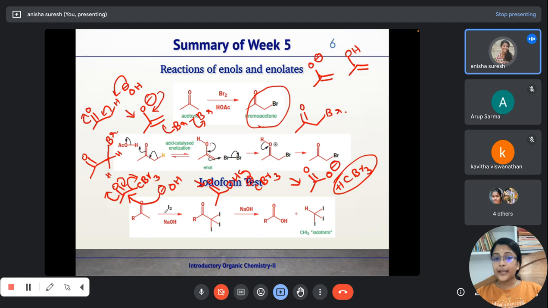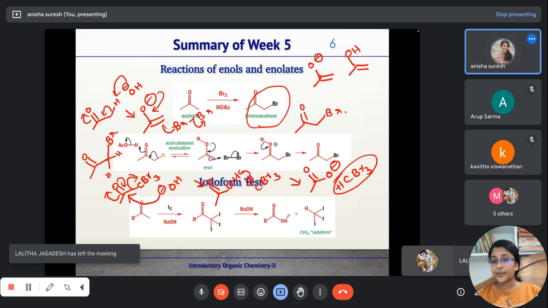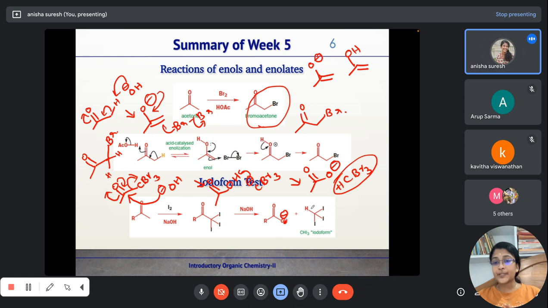So this OH minus will be abstracting the proton. Three times it will happen, and it will lead to formation of CI3. Then OH will be attacking at the carbonyl carbon, and this CI3 will be eliminated. It will abstract the proton from this O minus, and it will lead to formation of carboxylate and this iodoform. So this is used as a test for identifying the presence of methyl ketones.